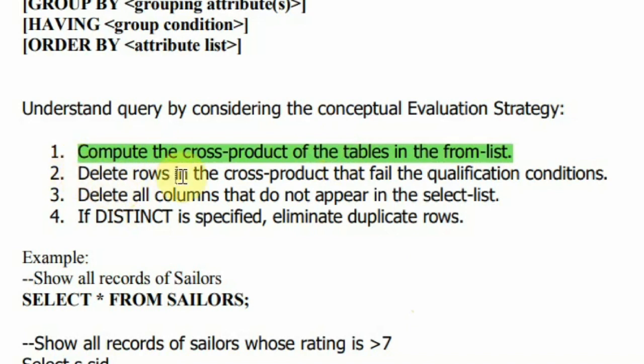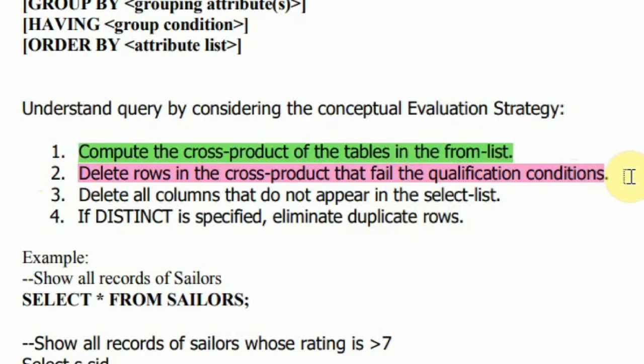Next, after computing the cross product, it will delete the rows in the cross product that fail the qualification condition. This qualification condition you write in the where clause. So if you are saying rating greater than 7, it will look at which tuples satisfy greater than 7 for the rating. Those tuples will be kept, and the tuples which fail the qualification condition are removed from this cross product table. That will happen as the next step.